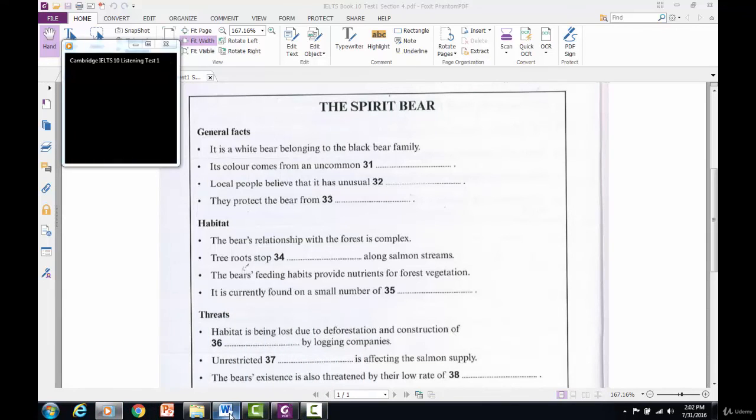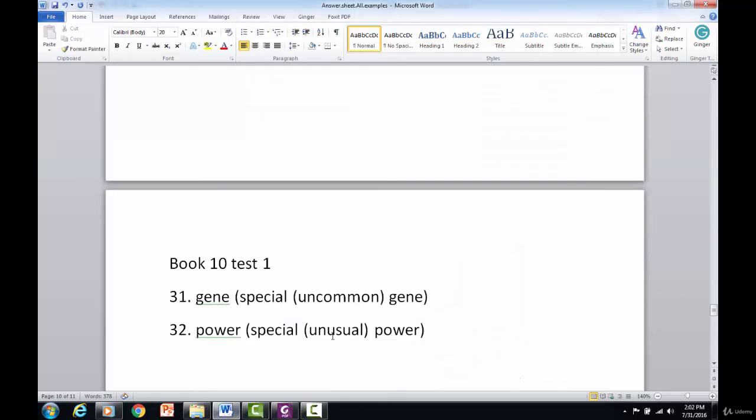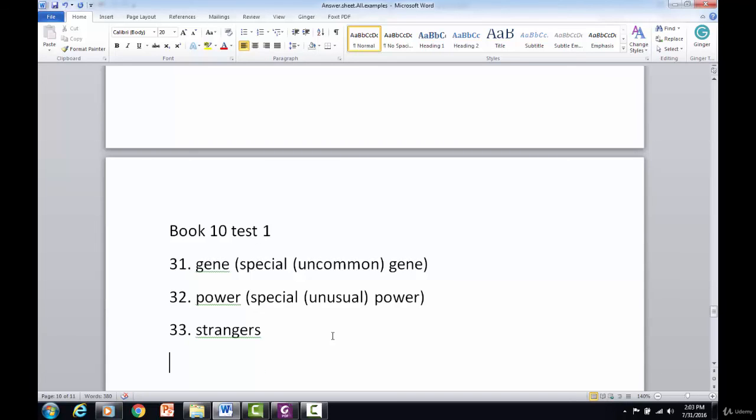So when we look here, number 33 was strangers. 34 was erosion, and it says it helps prevent. Helps prevent is a synonym for stop.